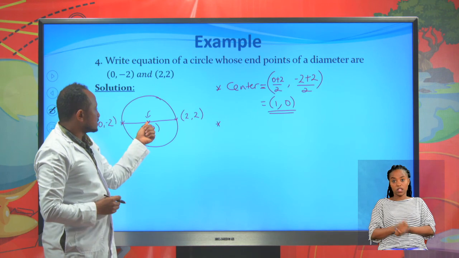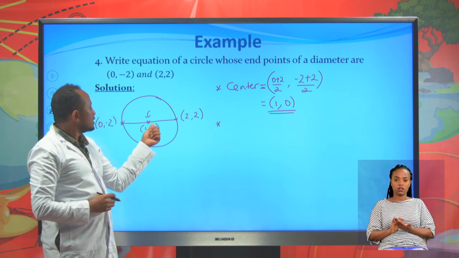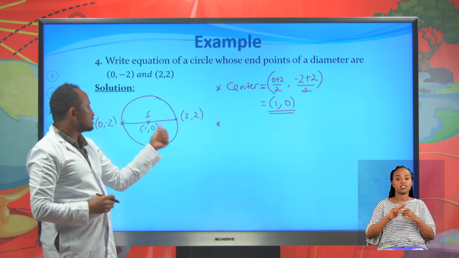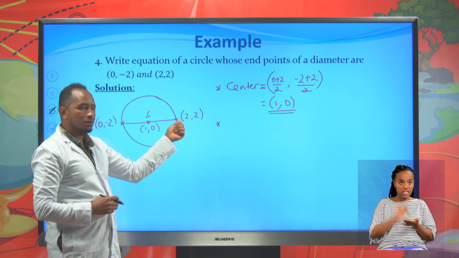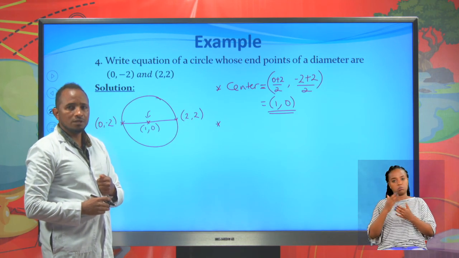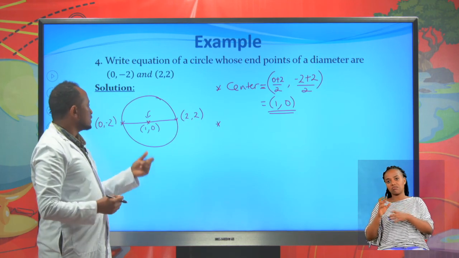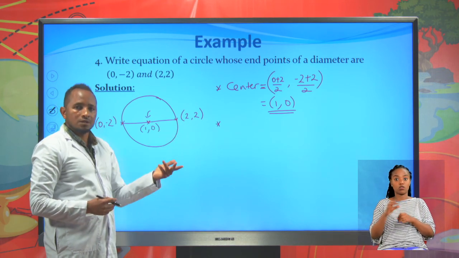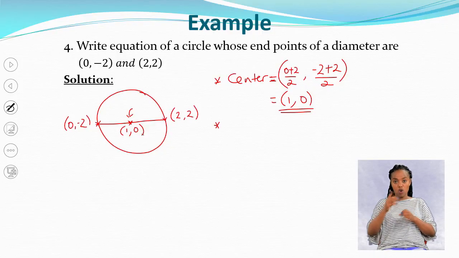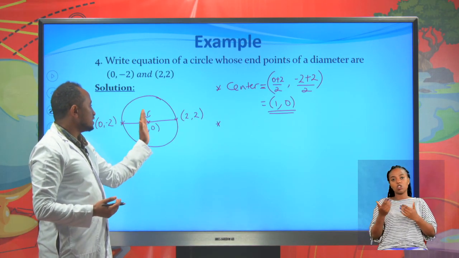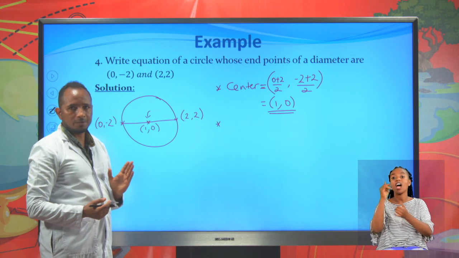Once we have found the center, we can easily find the radius. Either use the center and one endpoint of the diameter, since the radius is the distance between them, or use the endpoints of the diameter to find the diameter and then divide by 2. For simplicity, let's use the center and one endpoint of the diameter.